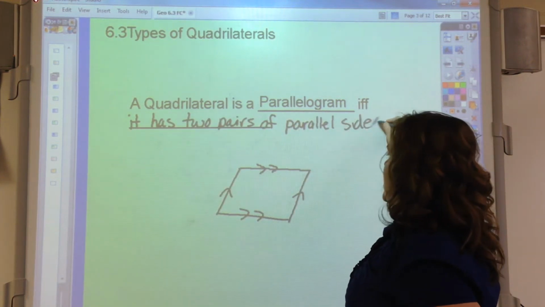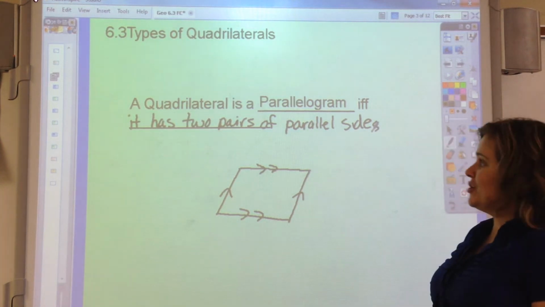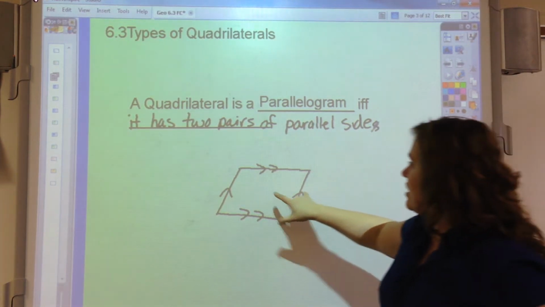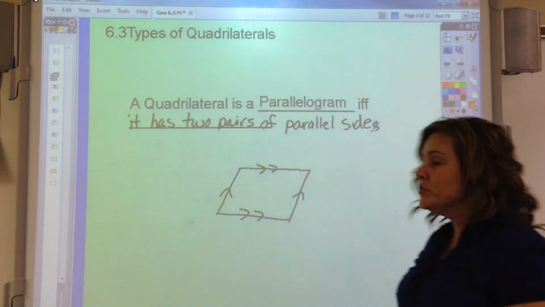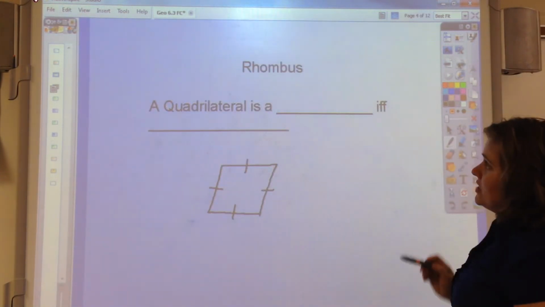And I would recommend going ahead and drawing a picture to match your definition. Notice how I've written my parallel symbols. I have two pairs of parallel sides.